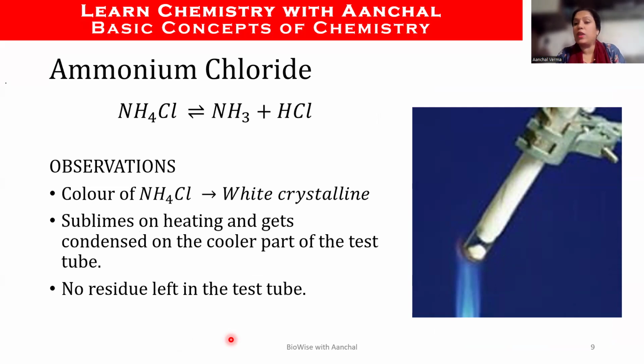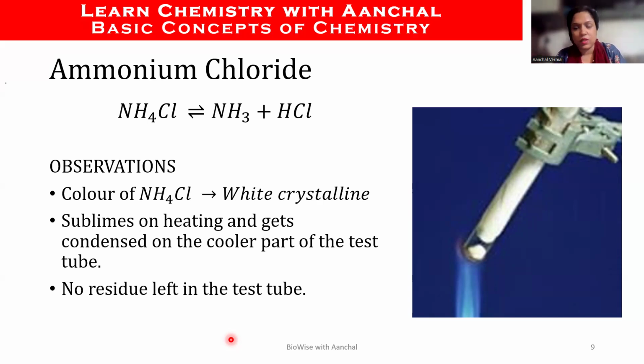What happens when you heat ammonium chloride? It changes into ammonia and HCl. Ammonia, the basic gas, and HCl, the acidic gas. They both combine again and form NH4Cl and get condensed on the cooler part of the test tube. So finally, what happens? Nothing is left in the test tube.